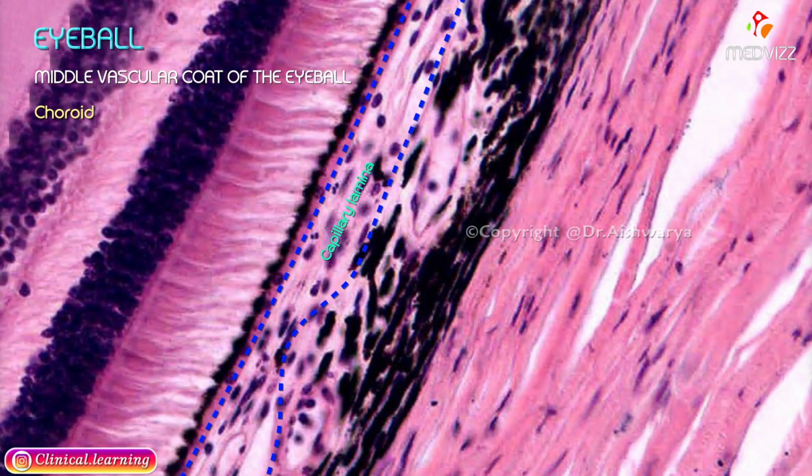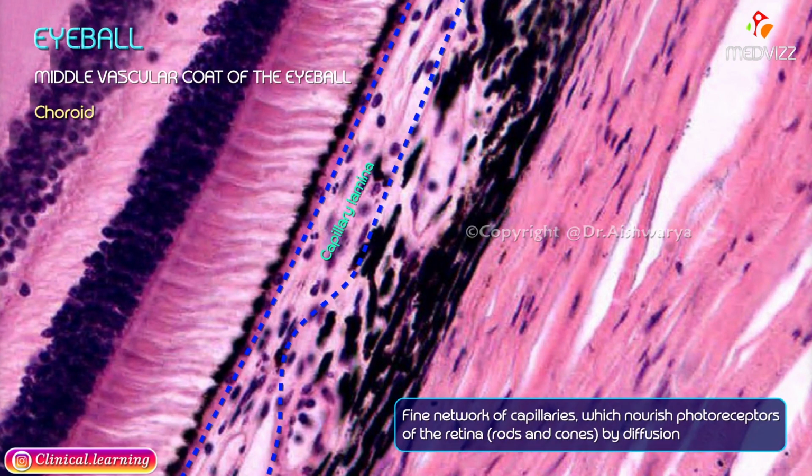Capillary lamina, also known as capillary layer of choroid. It consists of fine network of capillaries which nourish photoreceptors of the retina, which are rods and cones, by diffusion.